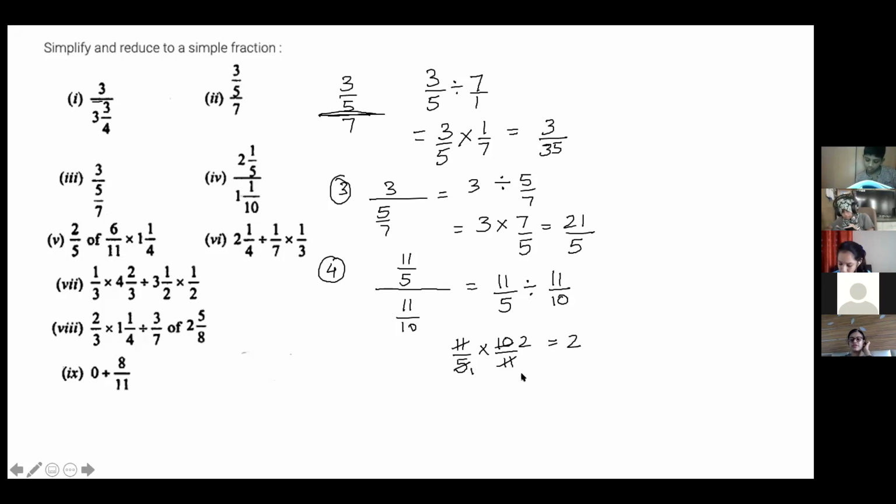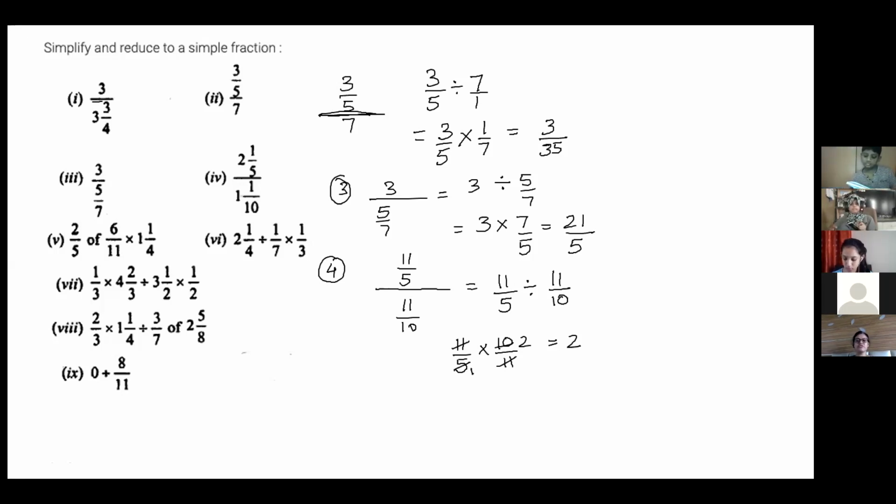I have done it here. See, if you have not understood anything, just check it from the slide. It's here. 22 upon 11, no? Lowest form, the answer is 2. Yes, the answer is 2. Correct. Okay, now coming to the fifth question.